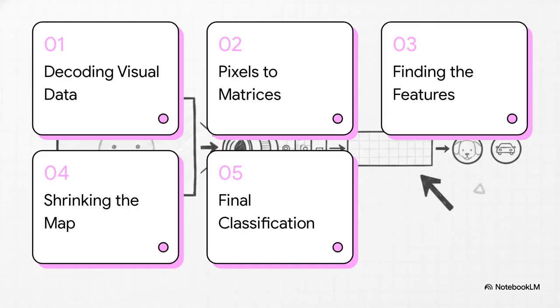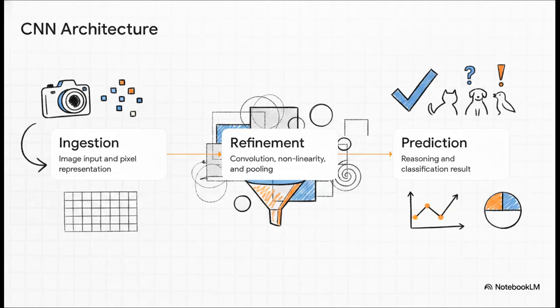Because we are looking at a highly structured process today, we'll follow this roadmap. We're going to track a single image through decoding visual data, moving from pixels to matrices, finding the features, shrinking the map, and finally getting to that final classification. To make this whole thing even easier to digest, try thinking of the architecture like a literal assembly line, grouped into three main phases: ingestion, refining the signal through pooling and nonlinearity, and ultimately reasoning and prediction.